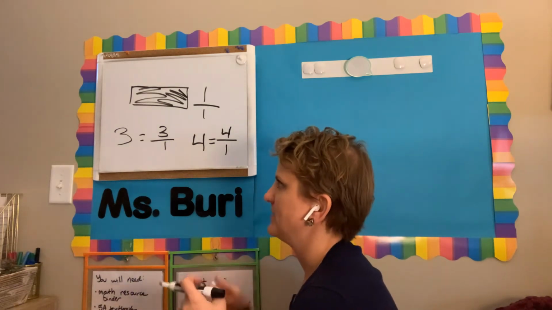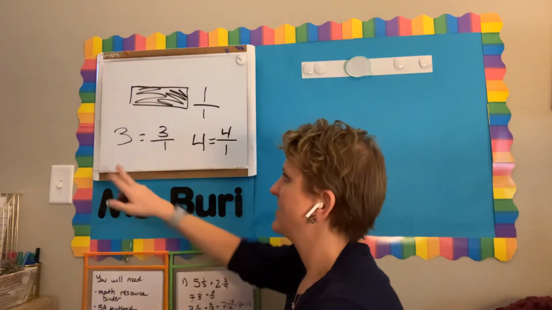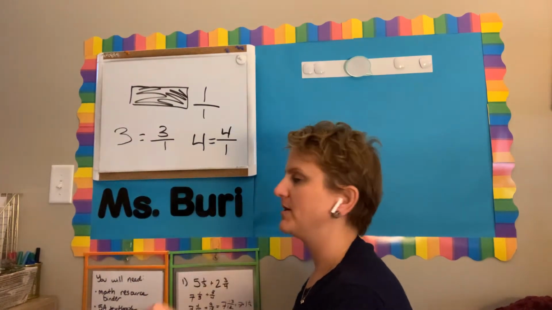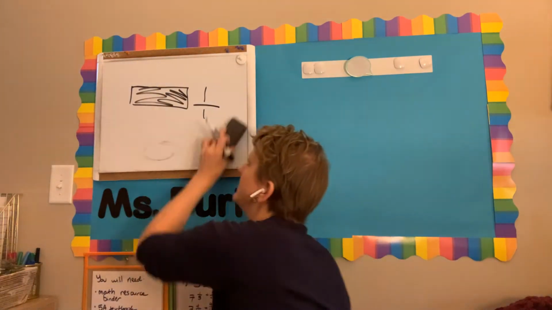It's not really a very useful or helpful way of expressing whole numbers. But for today's exercise, we really want to do that. So anytime you're expressing a whole number as a fraction, it's always going to be over 1, okay?